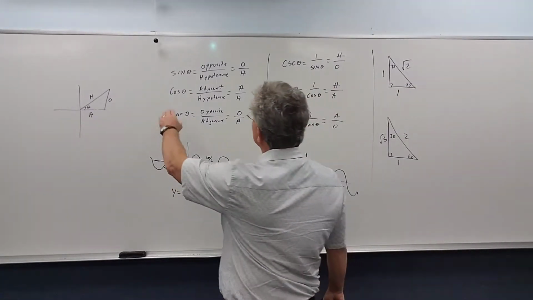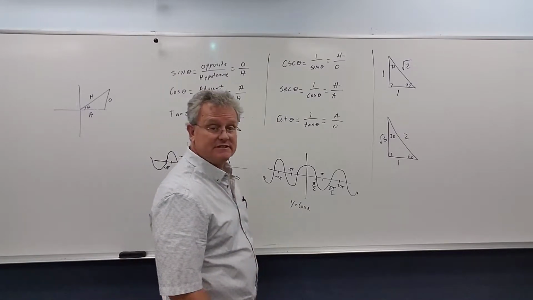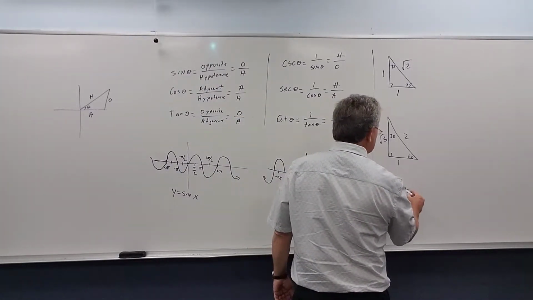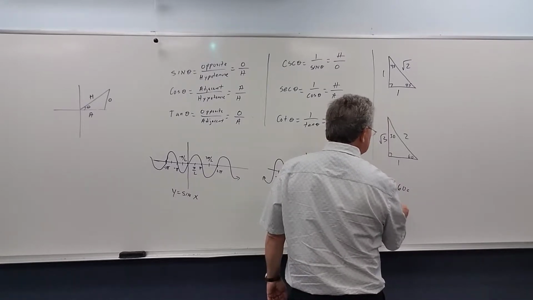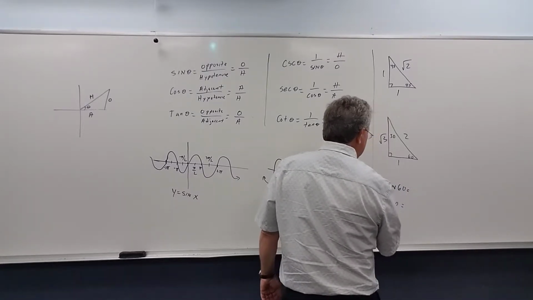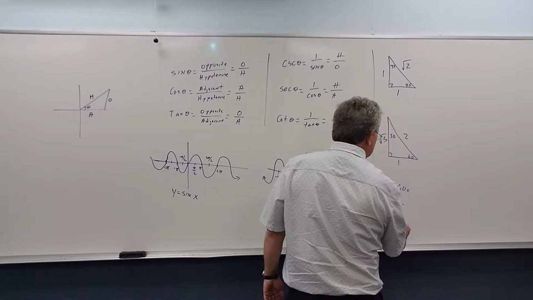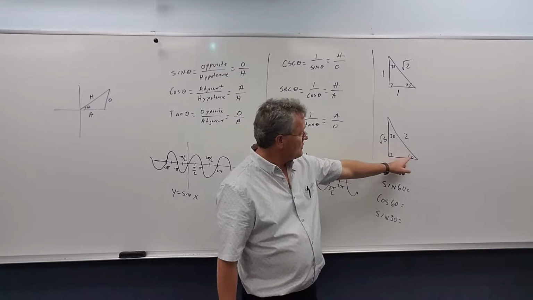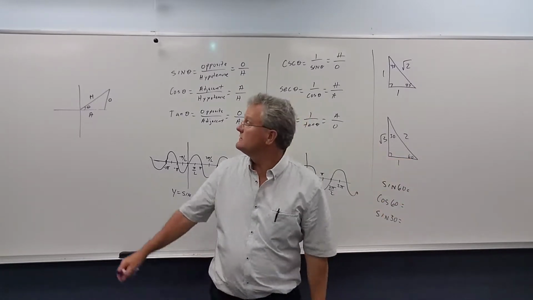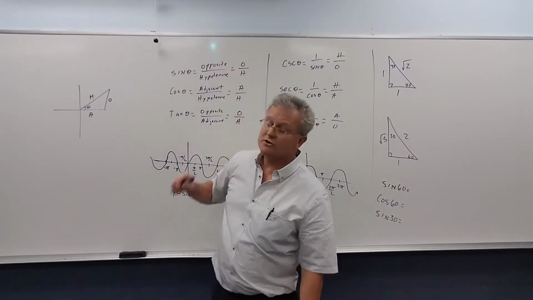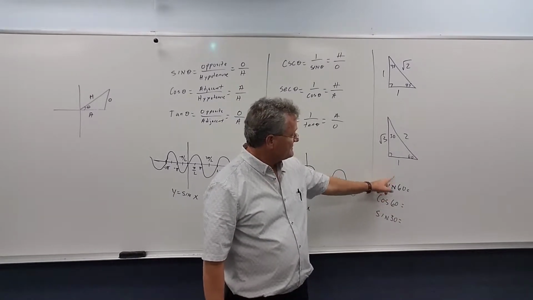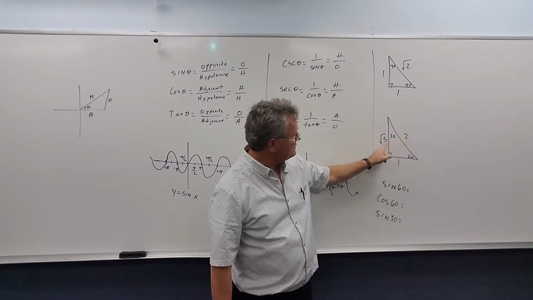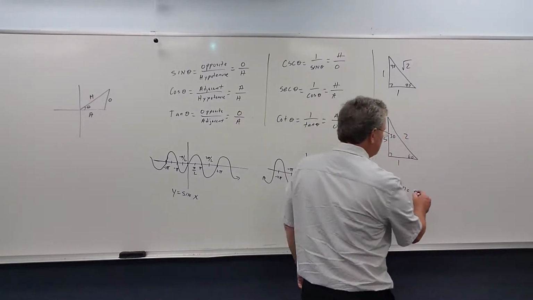So for example, what is the sine of 60 degrees? Let's just evaluate that. The sine of 60 degrees, and then let's do the cosine of 60 degrees. Then let's do the sine of 30 degrees. So what is the sine of 60? Well, relative to 60, sine is opposite over hypotenuse. Relative to 60, this is the opposite and this is the hypotenuse. We get root 3 over 2.